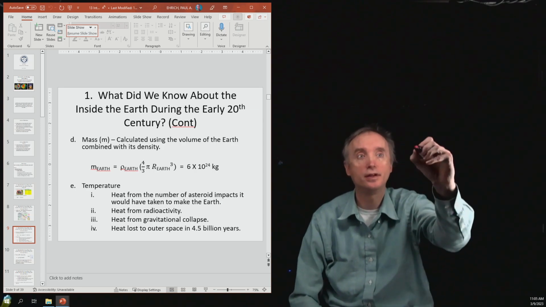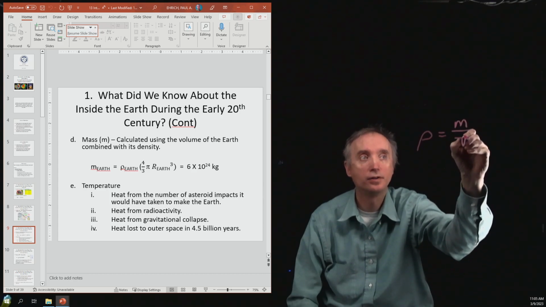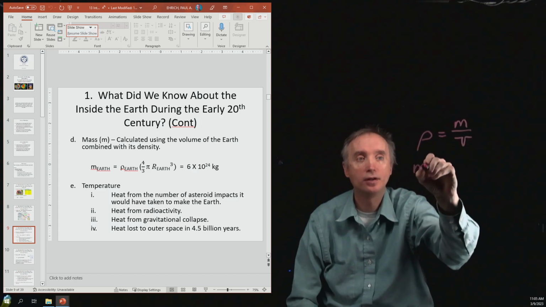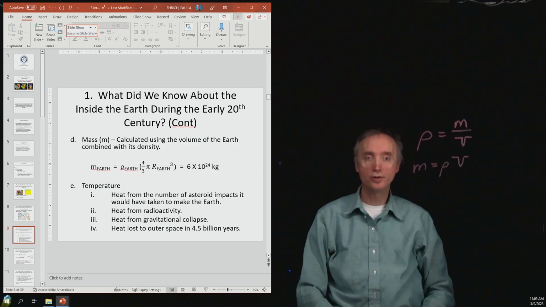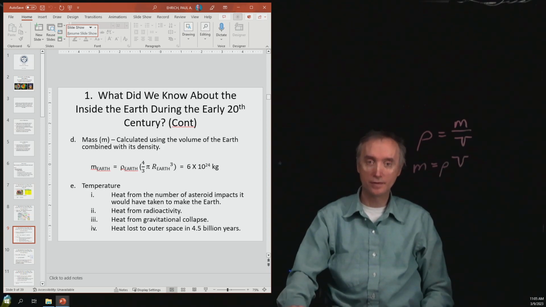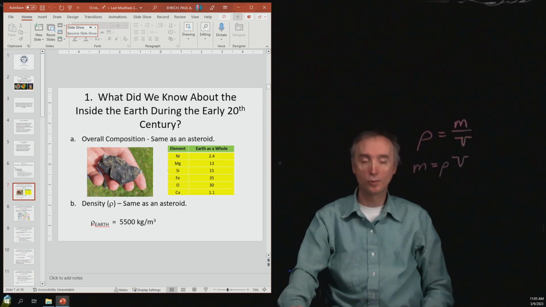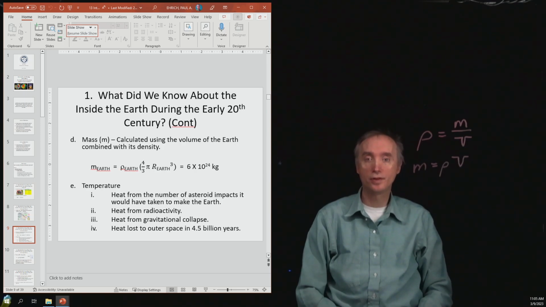Okay, the next thing is, how do we figure out the mass of the Earth? So if density is equal to mass divided by volume, then if we rearrange that, we get mass is equal to density times volume. So all you got to know is what's the density of the Earth, and we got that from knowing what the density of an asteroid was. And then if we know the volume of the Earth, and we get that by knowing the radius of the Earth, then we can calculate what the overall mass of the Earth is going to be.